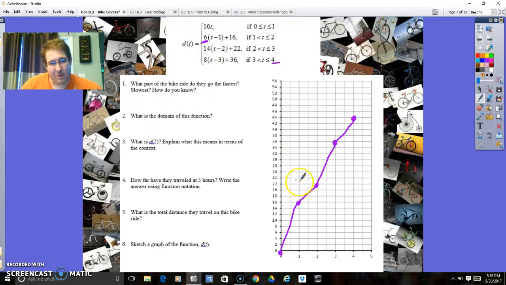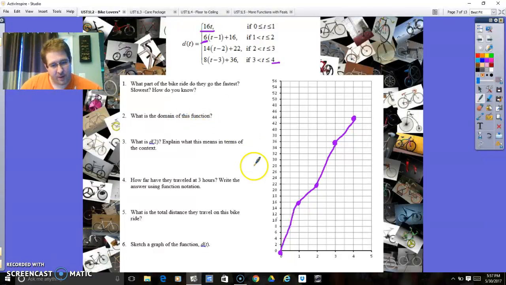What part of the bike ride did they go the fastest? Now, where does it increase the most? The very beginning. I guess they weren't tired. They were very energized in the beginning. This was the most because it goes up 16 per second. This only goes up 14 per second. That's pretty fast. So here's the fastest. Here's the second fastest. The last piece was kind of the third fastest, and this was the slowest.